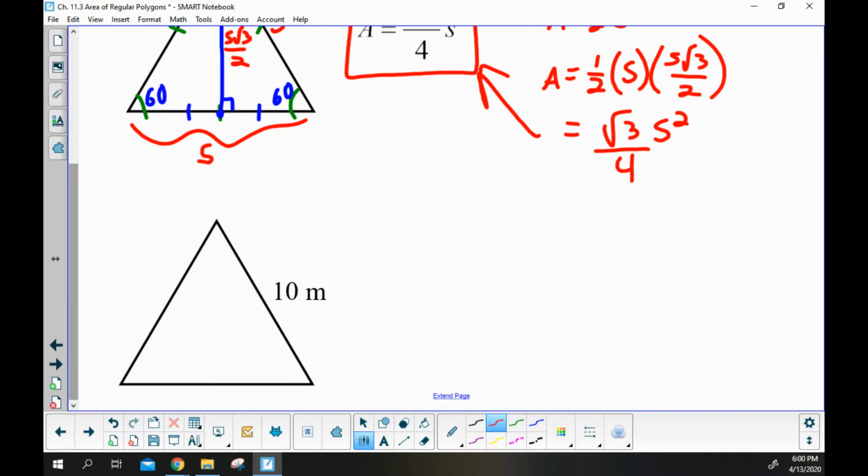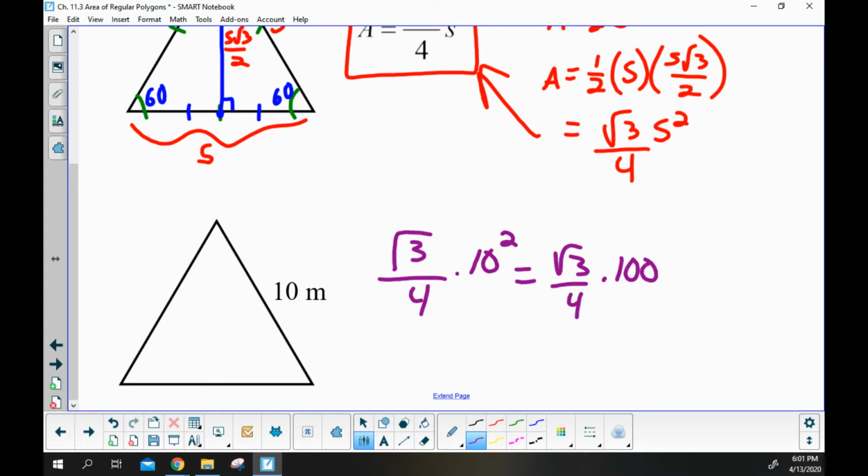And here's an example of it. Given a side length of 10, find the area of the equilateral triangle. So using the formula, it's square root of 3 divided by 4 times 10 squared, which is root 3 over 4 times 100. 4 goes into 100 25 times, so 25 times the square root of 3, and we're dealing in meters, so meters squared.